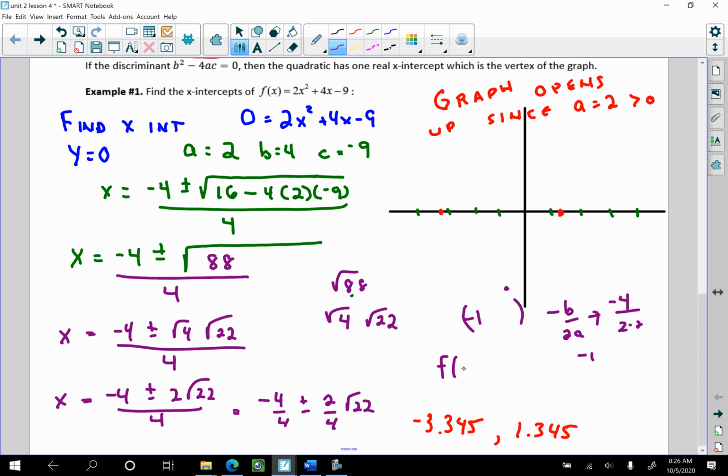And if I put f of -1 into the function, it's going to be 2 times -1 squared plus 4 times -1 minus 9. This is going to be 2 minus 4 minus 9. I believe that is -11, -13 plus 2. So this point right here is -1, -11.